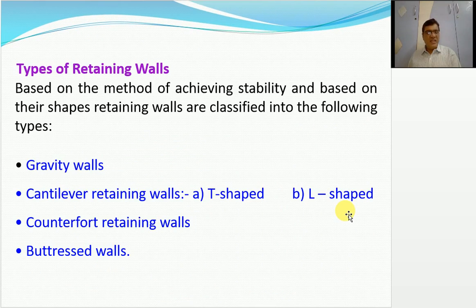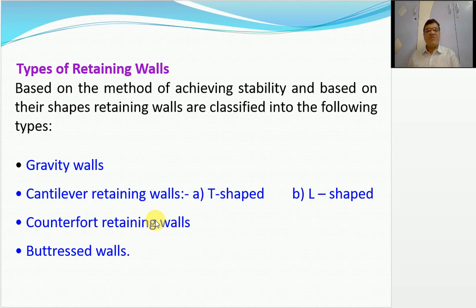Well, now let's see types of retaining wall. Based on the method of achieving stability and based on their shapes, retaining walls can be classified into the following types. There are four types. First one is gravity walls. Second one is cantilever retaining walls. Again, there are two types of cantilever retaining walls: first one is T shape and second one is L shape. The third type is counterfort retaining wall, and the last type is buttress retaining wall.